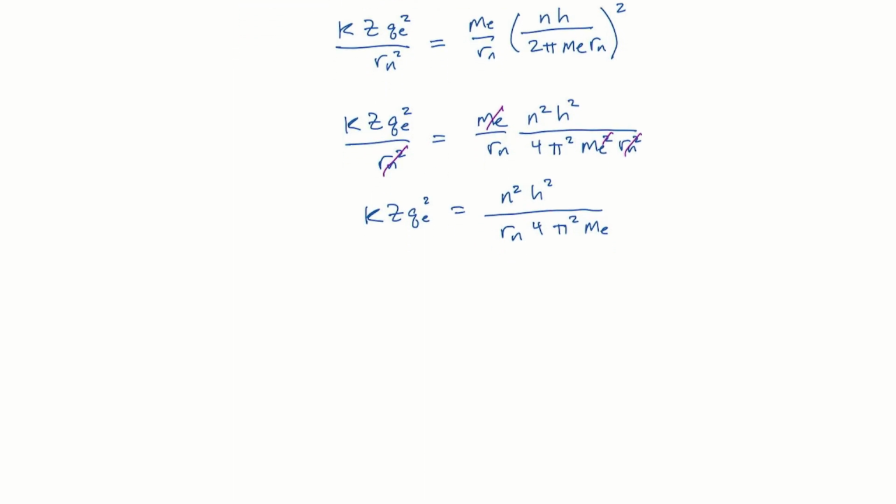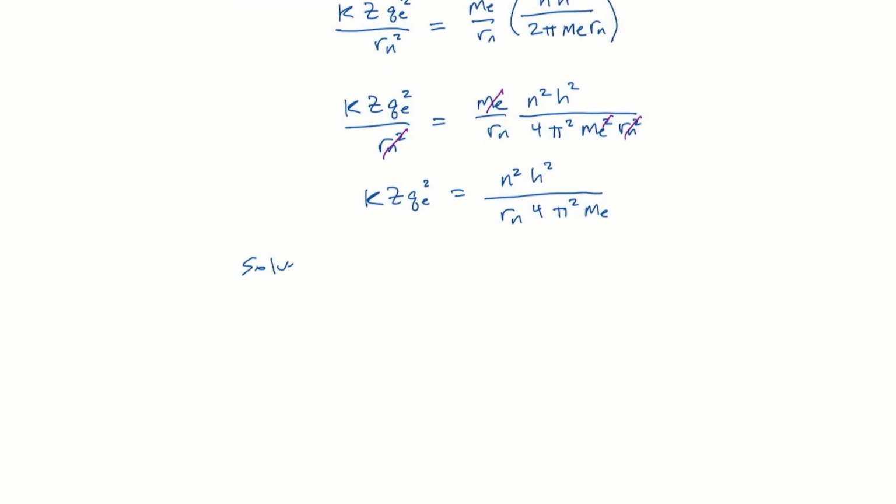And now we want to solve for R sub n. Okay, let's multiply by it on both sides. So we've got R sub n, then we've got our K, Z, Q sub E squared. On the other side, we've got our N squared, H squared over 4 pi squared M sub E. Note, those are all constants, except the N. We'll be able to let the N vary.